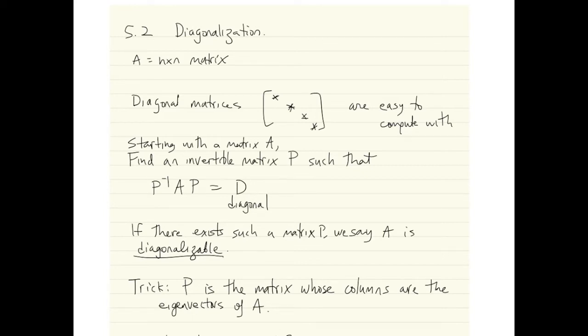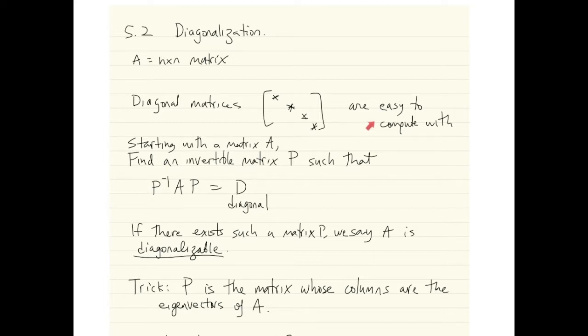Section 5.2 of Anton is on diagonalization. So let A be an n by n matrix, and diagonal matrices are matrices whose only non-zero entries are along the diagonal. Everywhere else, where there's nothing written here, is a zero. And they're interesting for a variety of reasons.